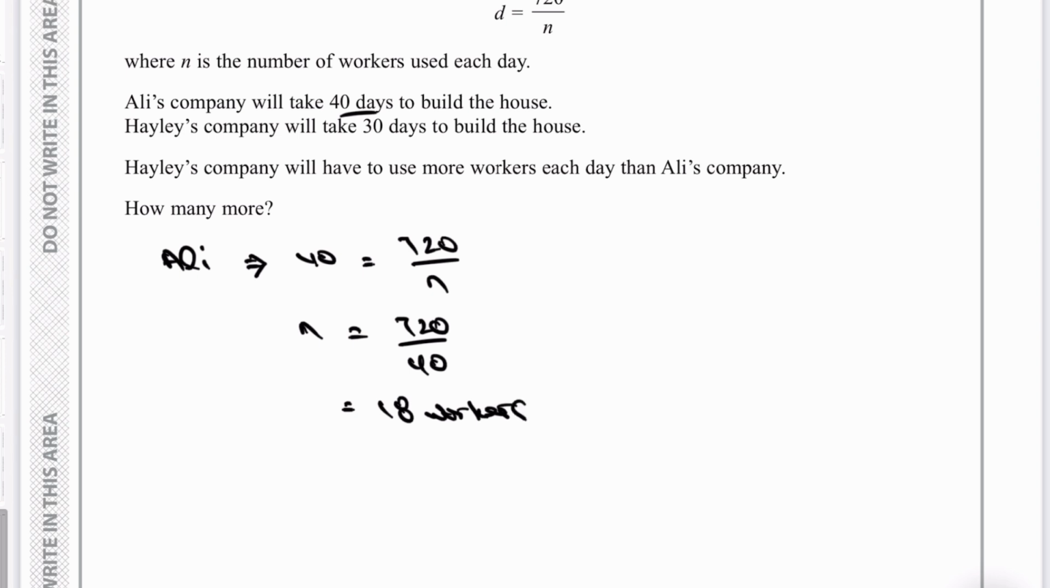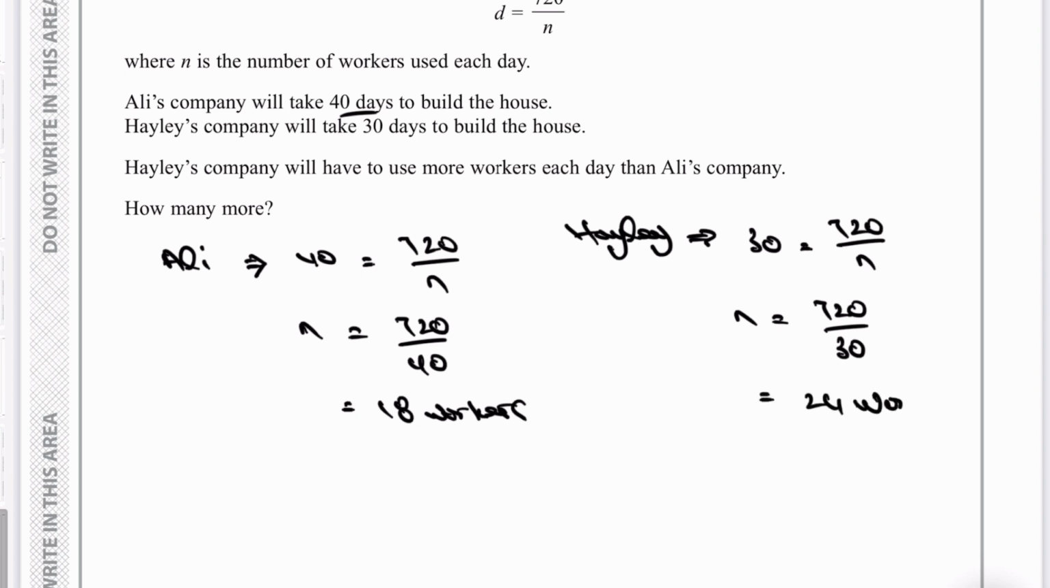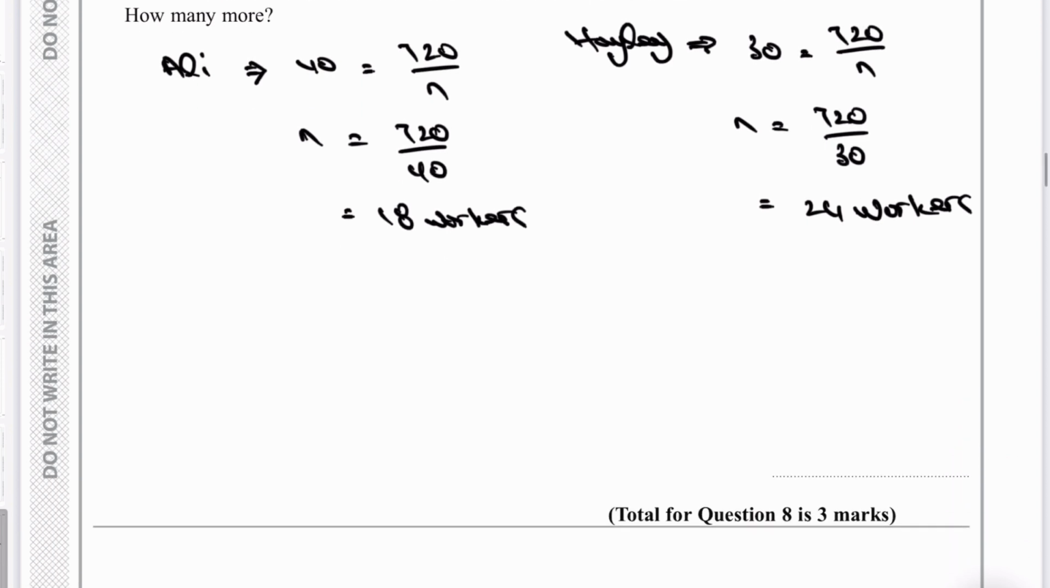Okay, let's have a look then in Haley's company. I'm going to use exactly the same formula. In this particular case, she takes 30 days, so 720 divided by N. N is going to be equal to 720 divided by 30. So in her particular case, she's going to need more workers. She's taking less time, therefore she'll need more help. So 24 workers. Okay, and how many more? The difference between the two is going to be 6 workers, and that would be the answer to that particular question.